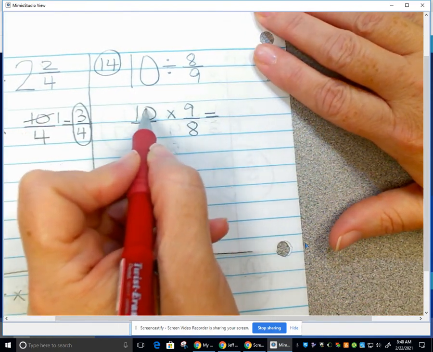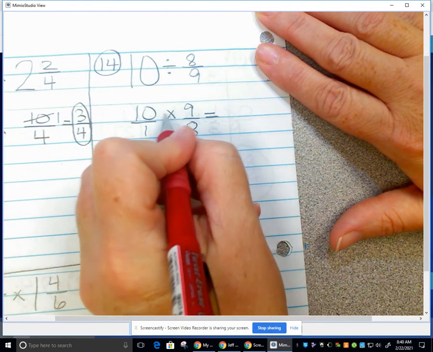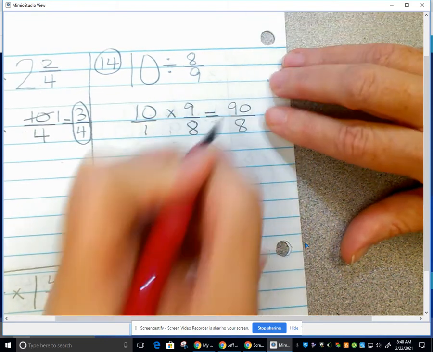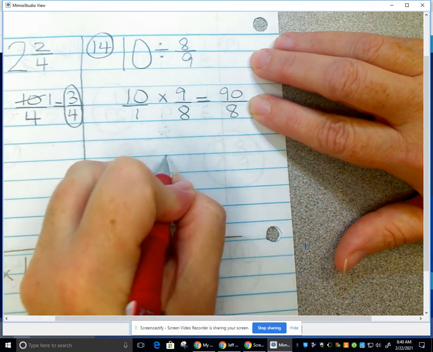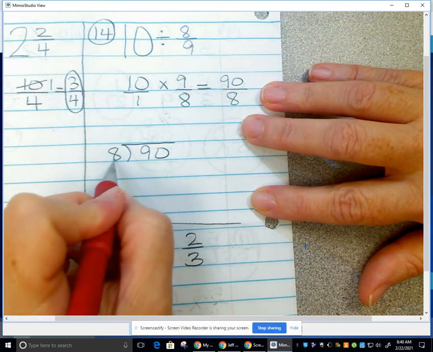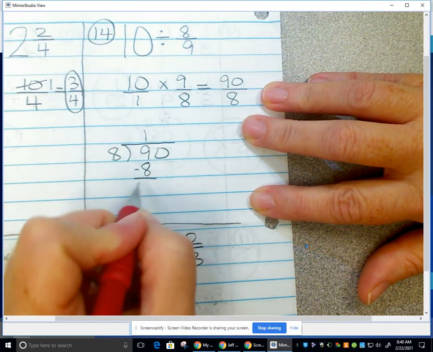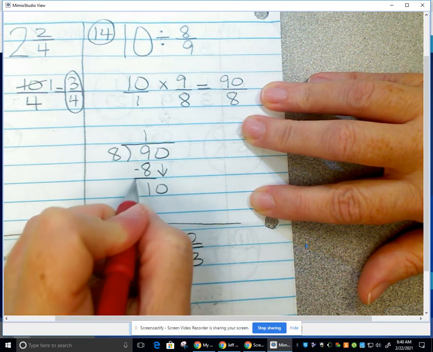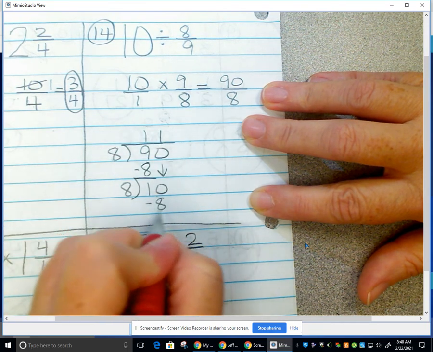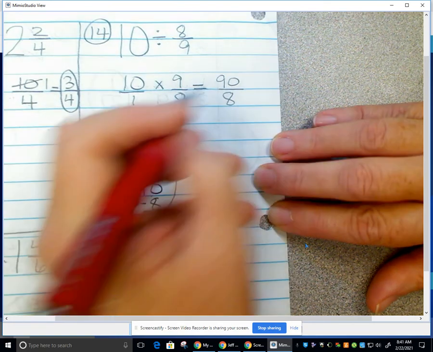And I can do some cross canceling right here with 10 and 8. I could divide them both by 2, but I'll just keep going. 10 times 9 is 90. 1 times 8 is 8. That is improper, so I need to divide. 90 divided by 8. 8 will go into 9 one time. 1 times 8 is 8. Subtract 1. Bring down a 0. So now I'm dividing 8 into 10. 1 time. 1 times 8 is 8. Subtract 2. Stop and rock. 11 and 2/8.